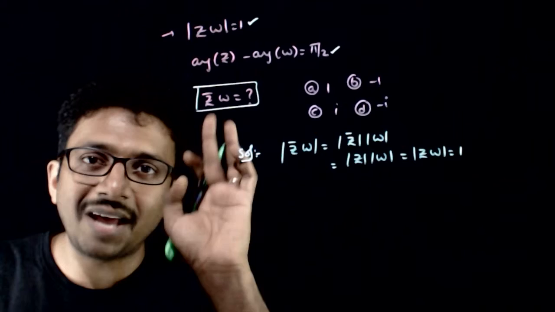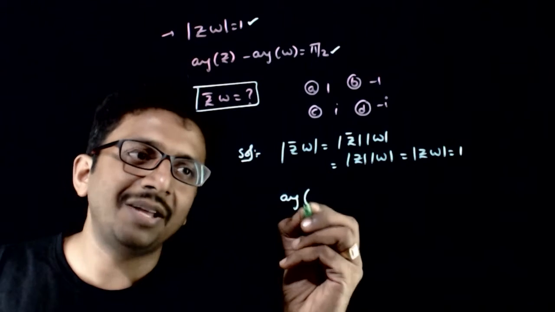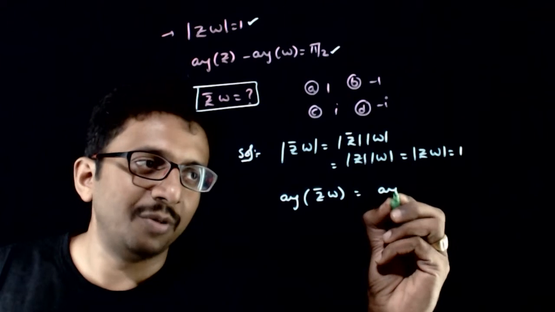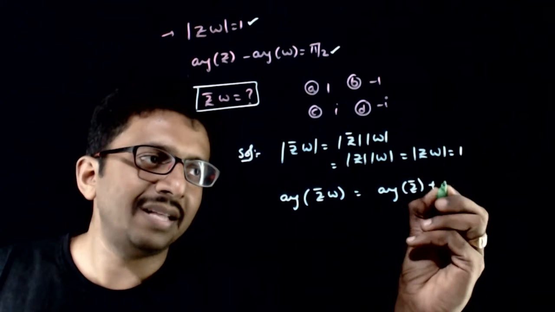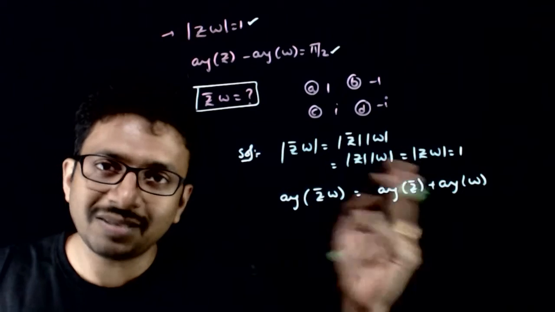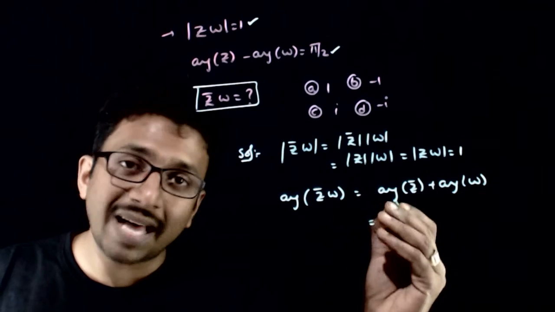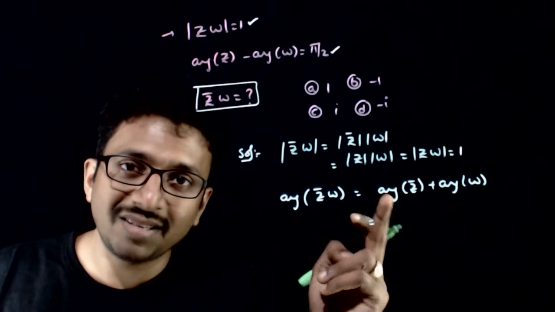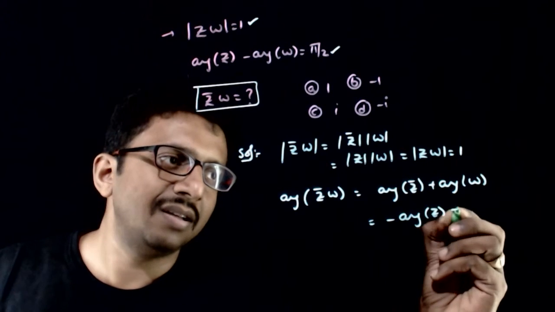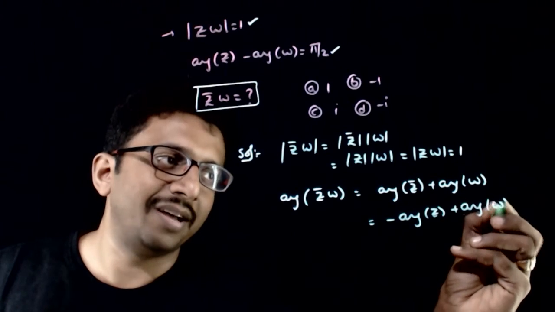Now let us try to find the argument of this. What is the argument of z bar omega? That is nothing but argument of z bar plus argument of omega, right? Because argument of z1 z2 is arg z1 plus arg z2. And what is argument of z bar? Argument of z bar is nothing but minus argument of z. So minus argument of z plus argument of omega.